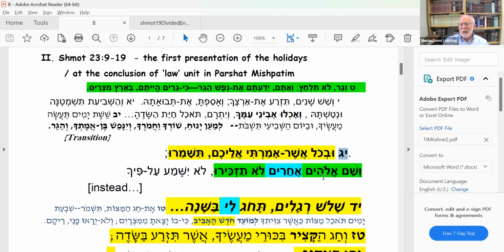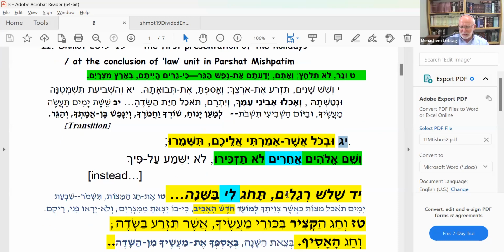Okay. V'shem Elohim acherim lo tazkiru, lo yishama al picha. Don't you dare mention the names of other gods. We'll see those are the Canaanite gods, or the gods of nature. They shouldn't come out of your mouth. Instead, shalosh regalim tachog li ba'shana. I'll just review what we explained last week.